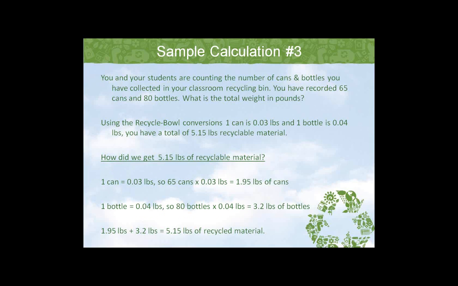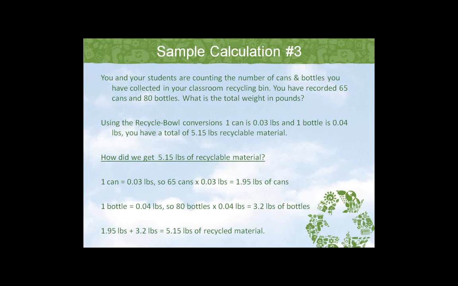For our third sample calculation, you and your students have counted the number of cans and bottles that were collected in your classroom recycling bin. You've recorded 65 cans and 80 bottles. Using the recyclable conversion factors, 1 can is 0.03 pounds and 1 bottle is 0.04 pounds. So you have a total of 5.15 pounds of recyclable material.